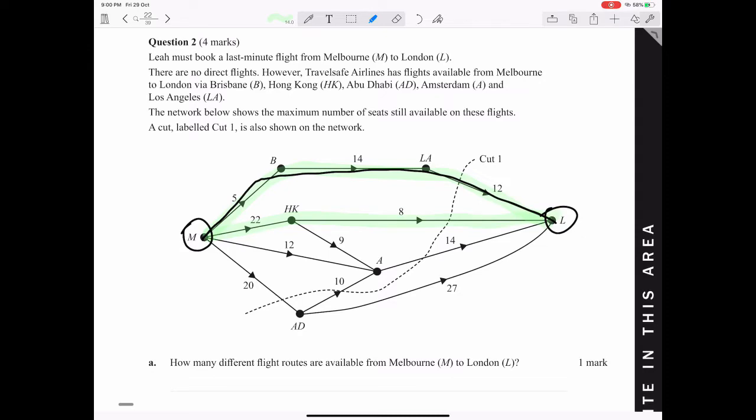Another one could be going through M to H and then via A to L. And another one could be M to A to L. Another one could be from M to AD to A to L, and another route could be from M to AD to L. So in total, that's 6 possible routes from M to L. You just really got to visualize it and see how many ways you can get from M to L.